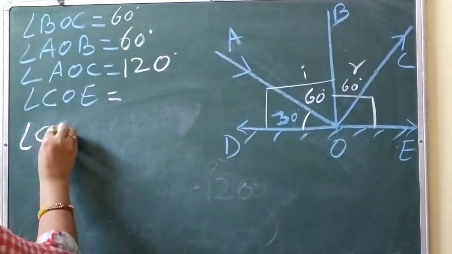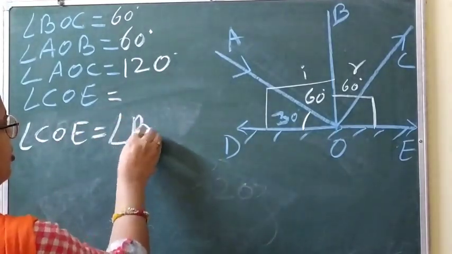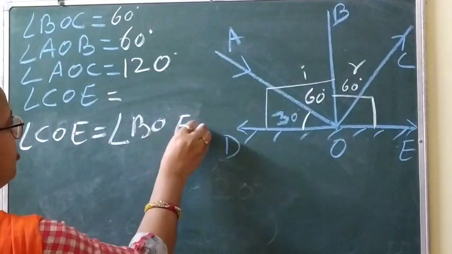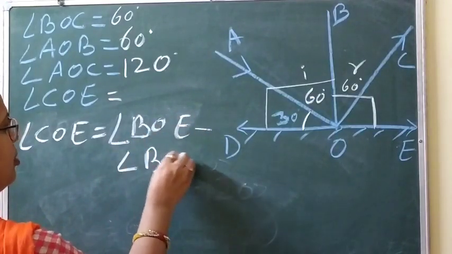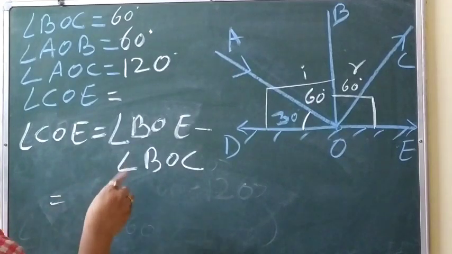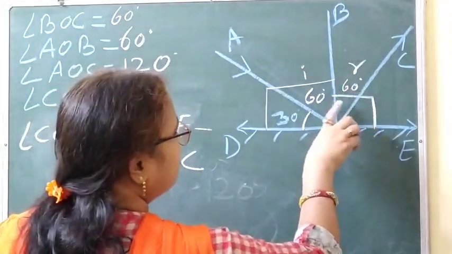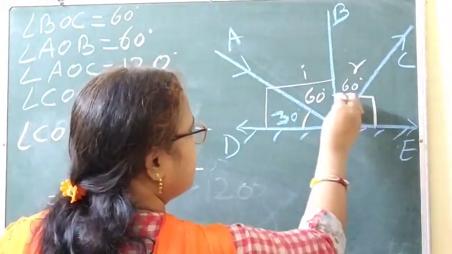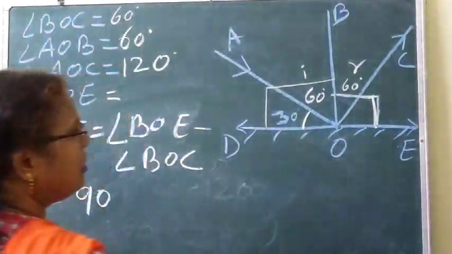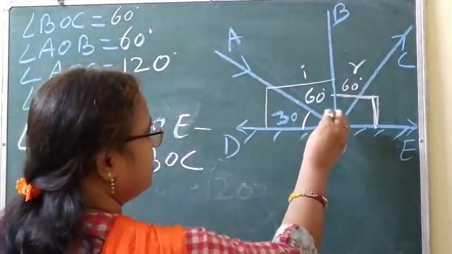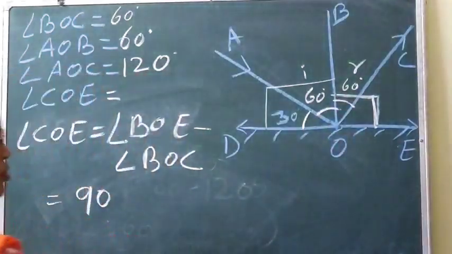Angle COE is equal to angle what? BOE minus, clear? Minus what? Angle BOC. And angle BOE is what? 90 degrees. Clear? This is what? This line is a perpendicular line. Clear? This indicates that the value is what? 90 degrees. This 60 degrees is for this, and this 60 degrees is for this. Okay, so don't get confused.